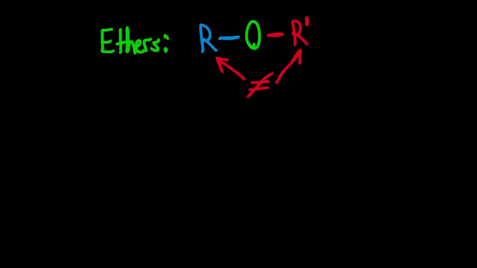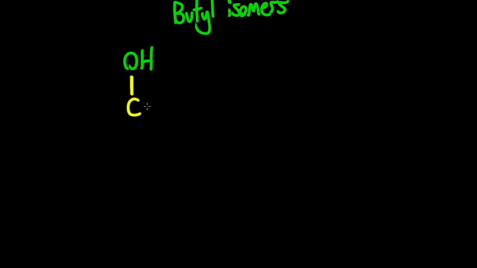So we can also have radicals that are made from isomers, which is primarily seen with butyl isomers. This is something we're going to talk about because you will see it in your practice problems and homework. So let's draw OH, and let's do some butyl isomers.